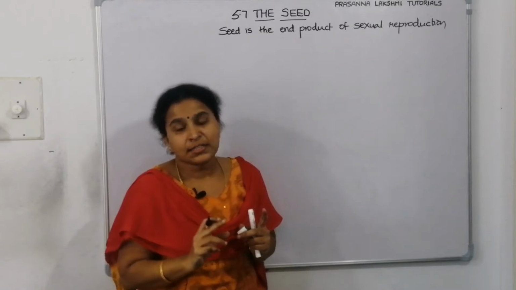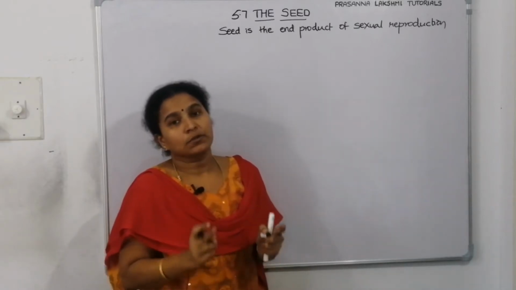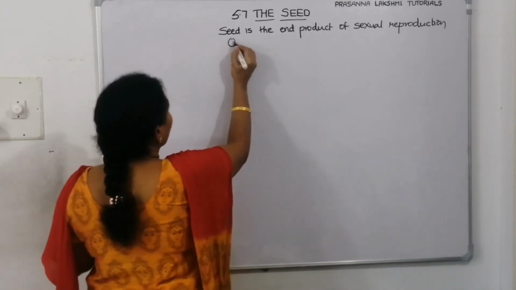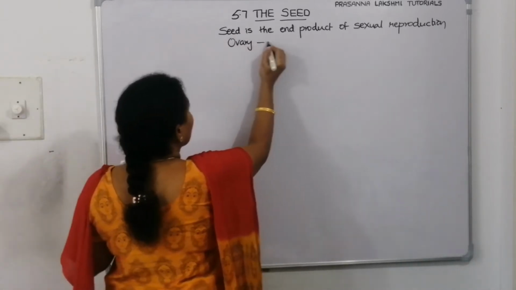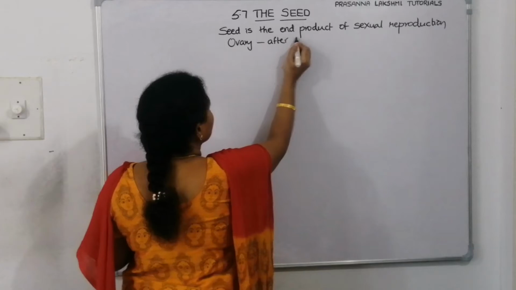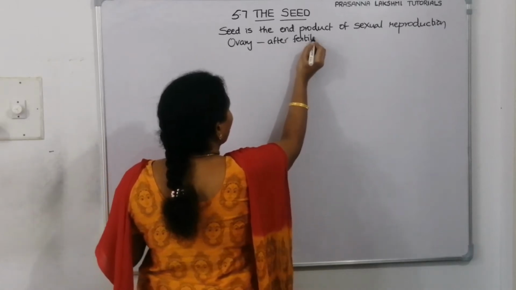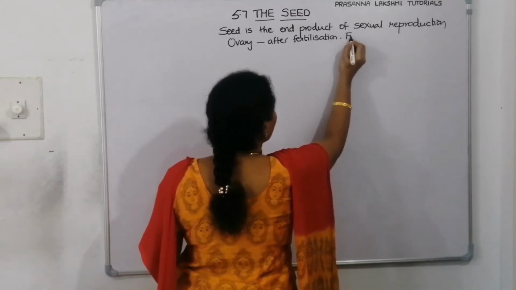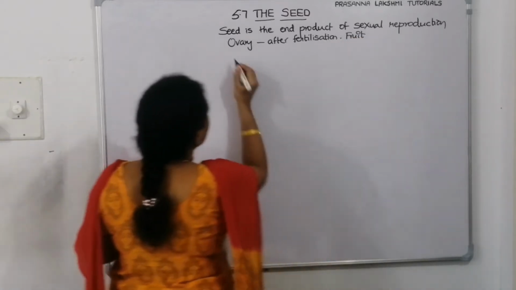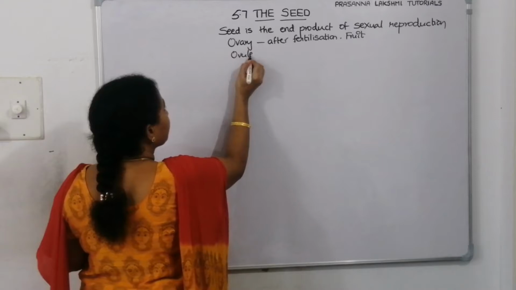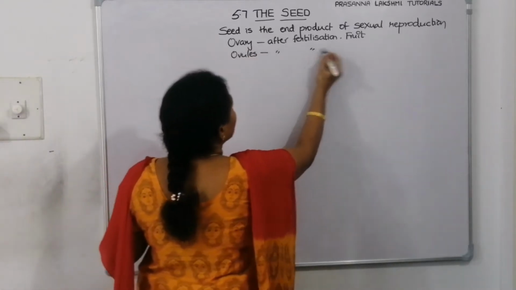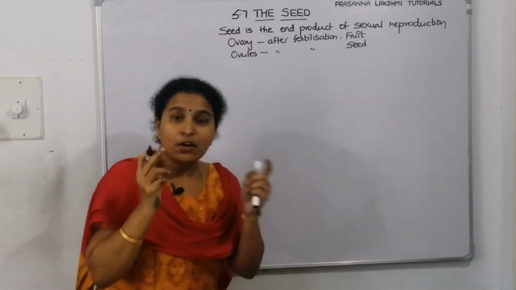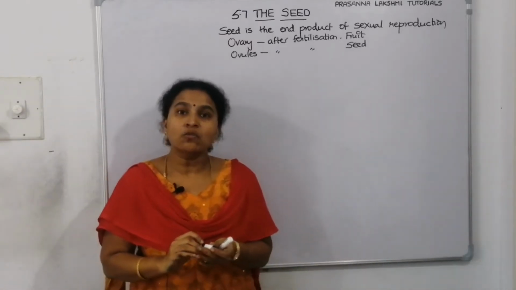Now from where is the seed formed? The ripened ovules, the fertilized ovules, develop into seed. So we know that the ovary after fertilization develops into fruit. Similarly, the ovules within the ovary after fertilization will develop into seed.